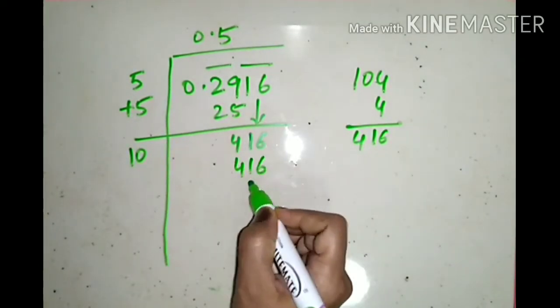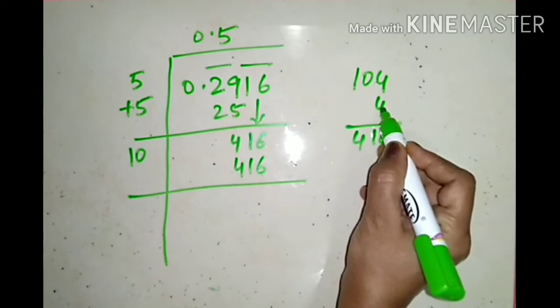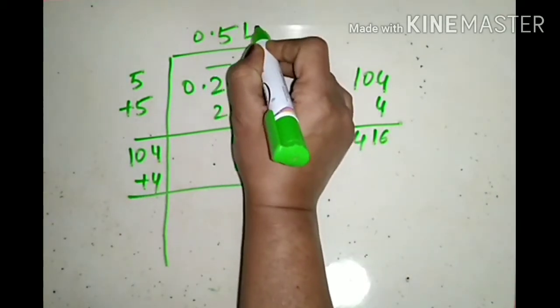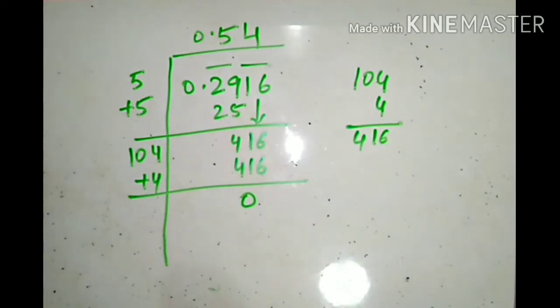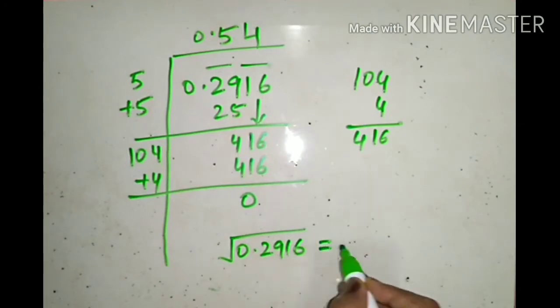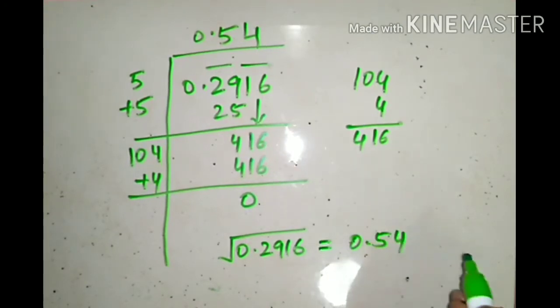We'll write 416 here. We have written 4. So I'll write 4 here plus 4 and 4 here. Remainder is 0. So the square root of 0.2916 is equal to 0.54.